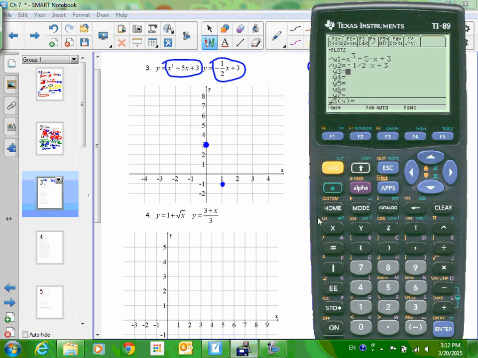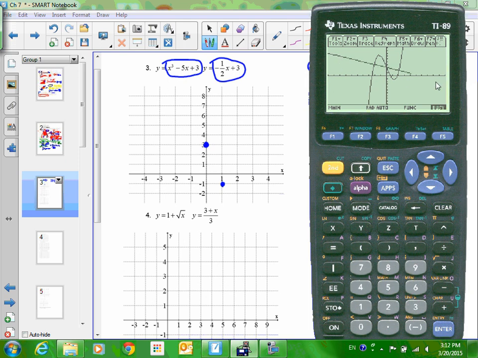Okay, so I plugged all that in, and now you could set your window a variety of ways. I'm just going to do F2.6, just their standard window. And I see a cubic, that looks like a cubic, so that's a good sign, and then this looks like a line, so that's good. And so from here, you could trace F3, you could say trace to 2, and you get 1.